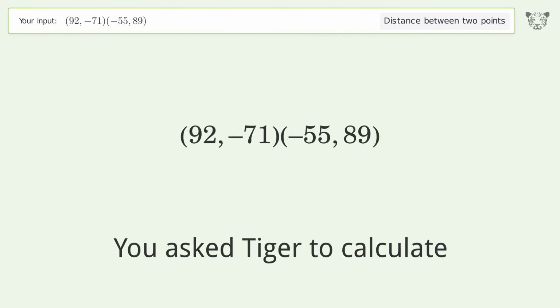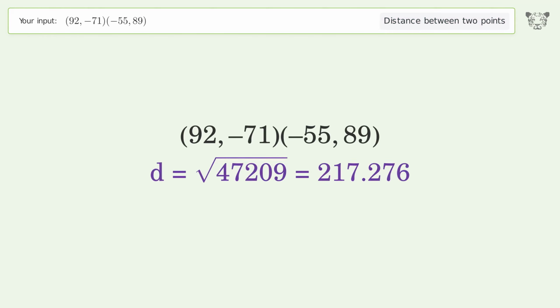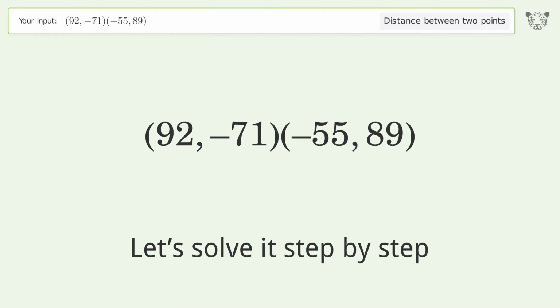You ask Tiger to calculate. This deals with the distance between 2 points. The distance between the 2 points is the square root of 47,209, or 217.276. Let's solve it step by step.